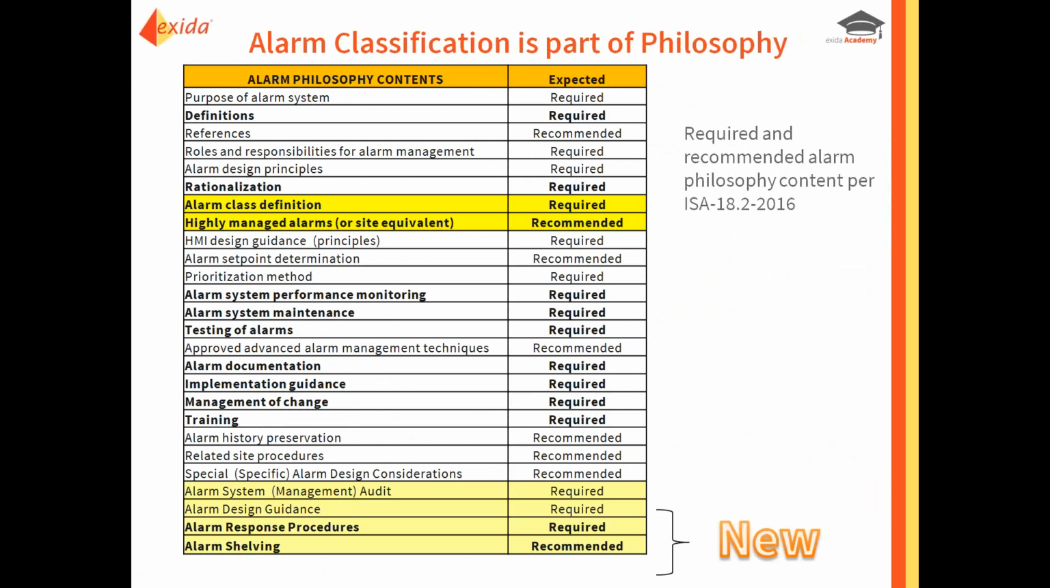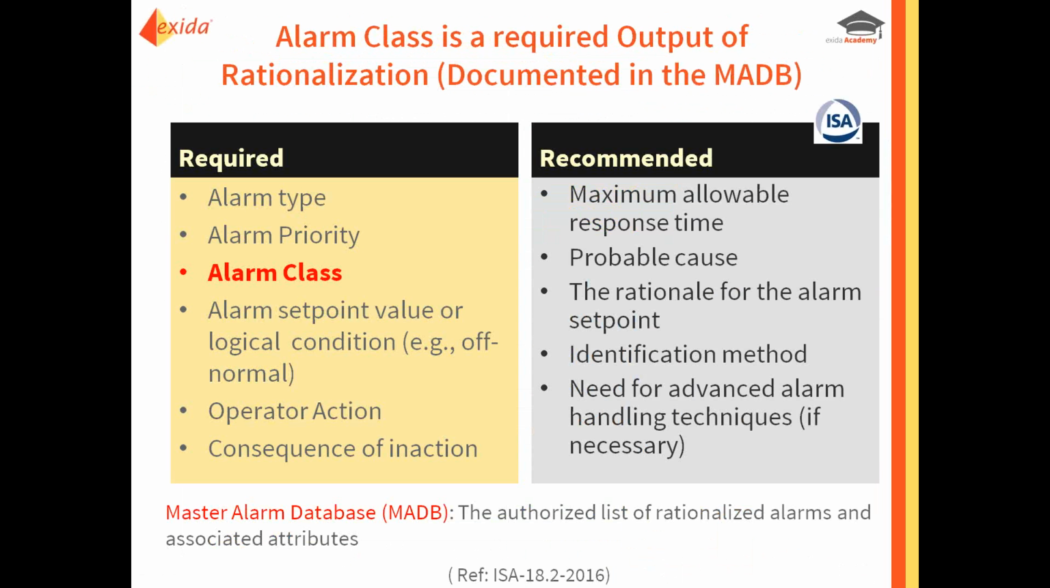Typically that's the way it should be done. So based on that, you would see different information in your philosophy in those sections. So also management of change, alarm response procedures, which is a new required section in the 2016 version of the standard. That has an impact on classification. Alarm shelving may also have an impact or be impacted based on how you choose to do classes. And the functionality for shelving may be dependent upon the alarm's class.